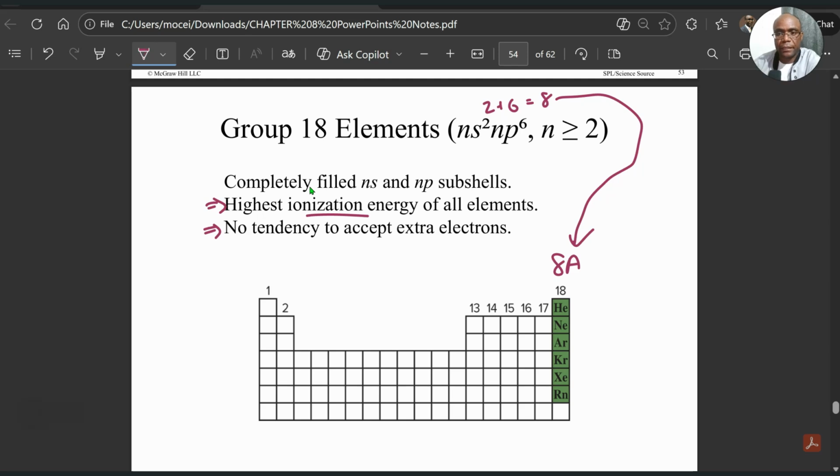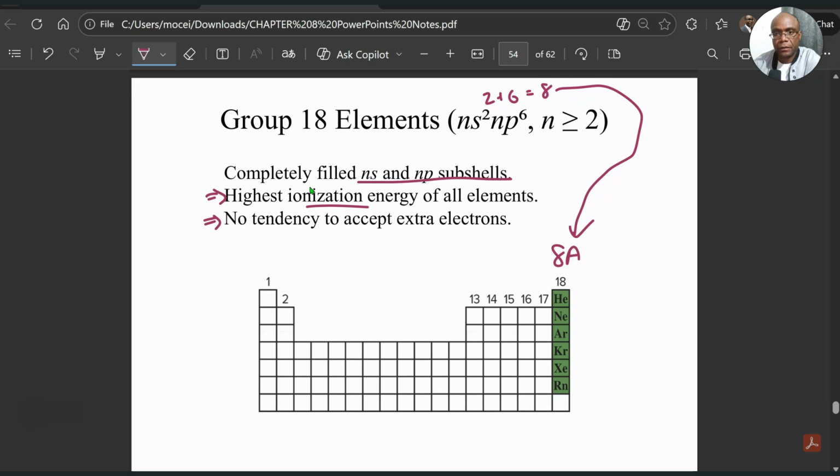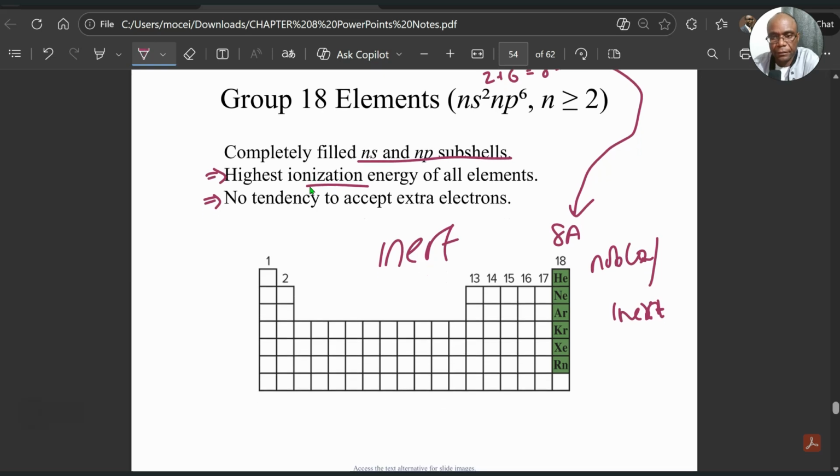They have completely filled orbitals and subshells. They are inert. They do not react. They are called noble gases, but they are also called inert elements because they don't gain, they don't lose electrons, they don't ionize.